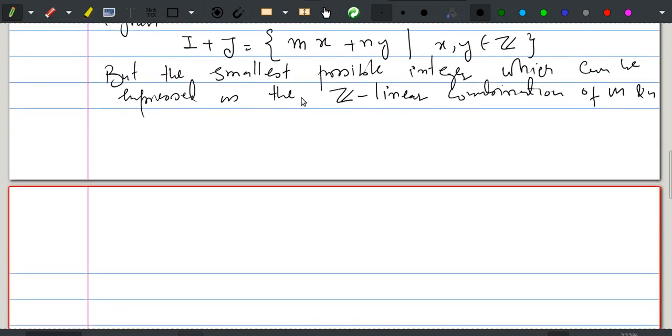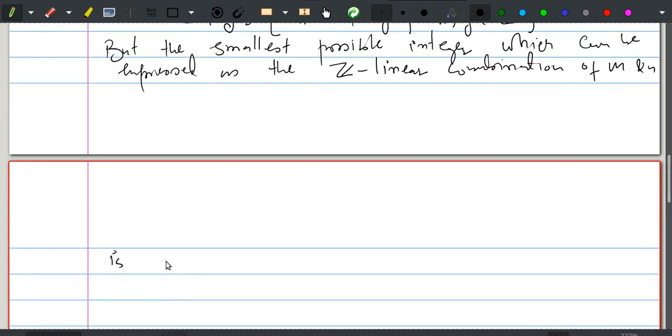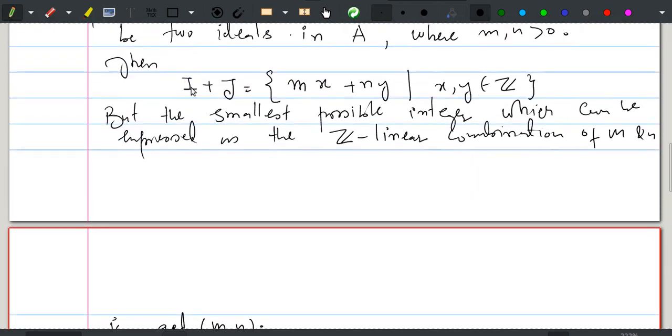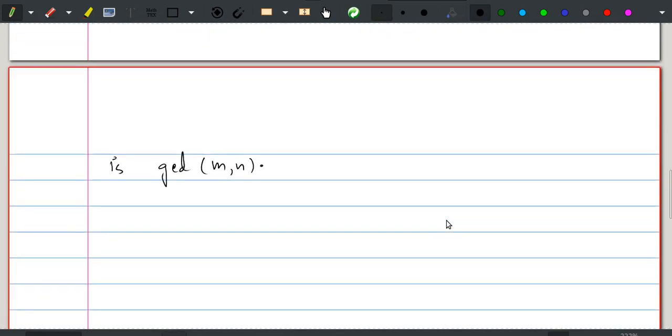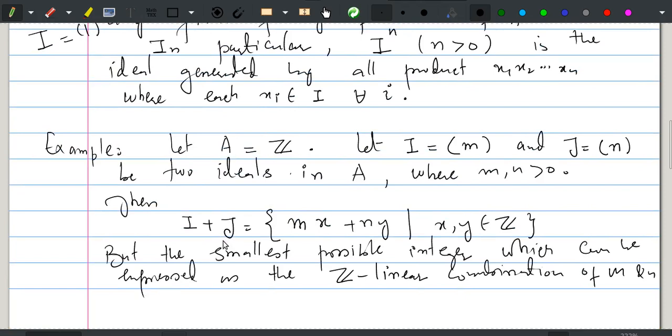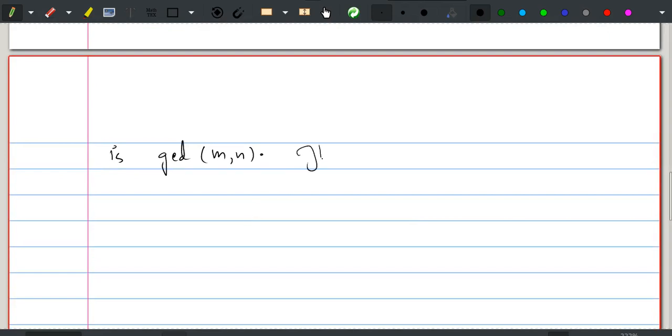So this is the GCD of m and n. Now if the GCD of m and n is d, then I plus J will be the ideal generated by d, because this will again be an ideal of Z, and hence I plus J has to be a principal ideal. That means it will be generated by a single element, and that single element will be the greatest common divisor of m and n. So I plus J will be the ideal generated by d, where d is the greatest common divisor of m and n.